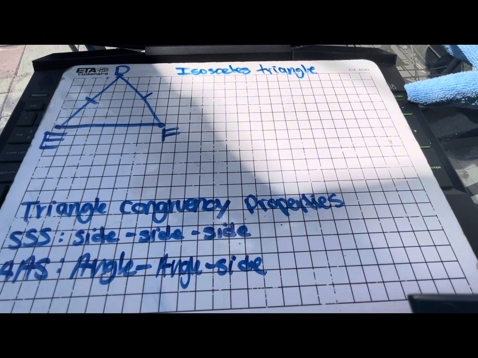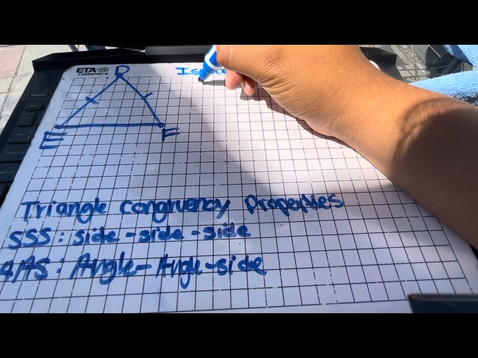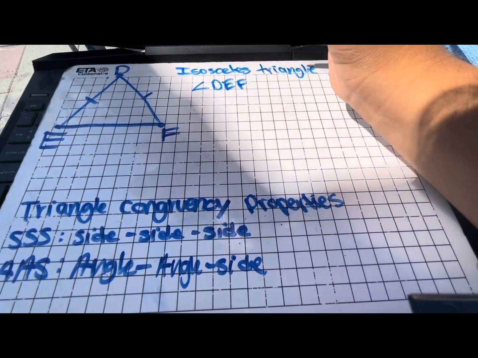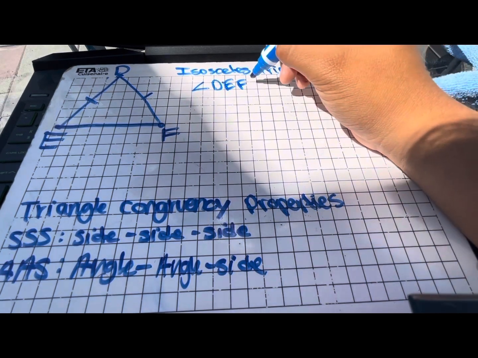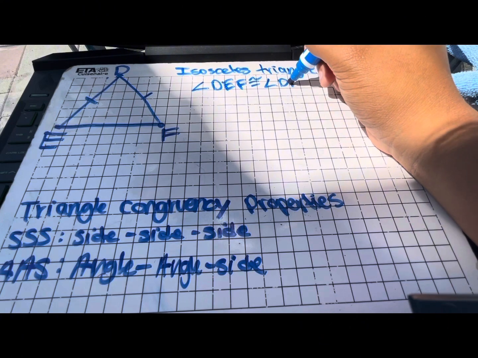First, we will prove that the bases are congruent. We will do this by making the isosceles triangle into two triangles. So, we want to prove that angle DEF is congruent to angle DFE.